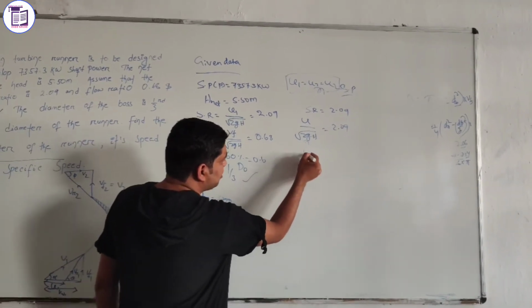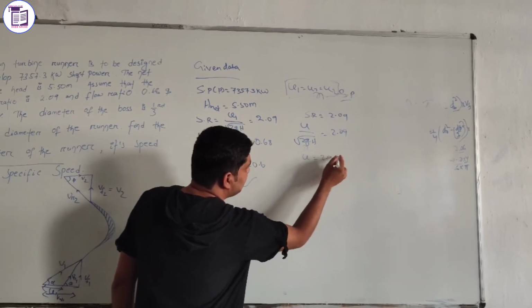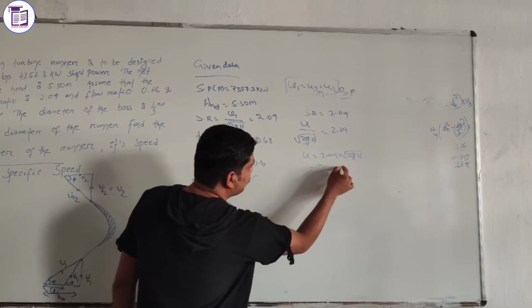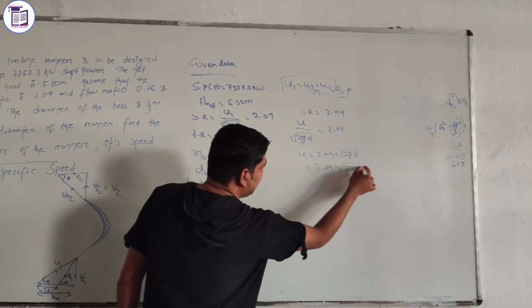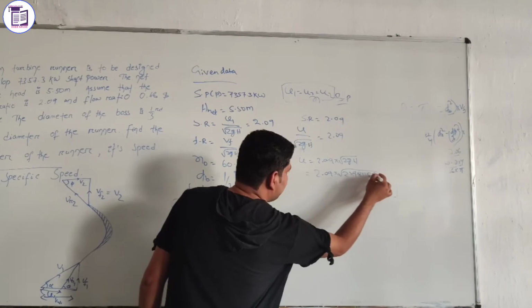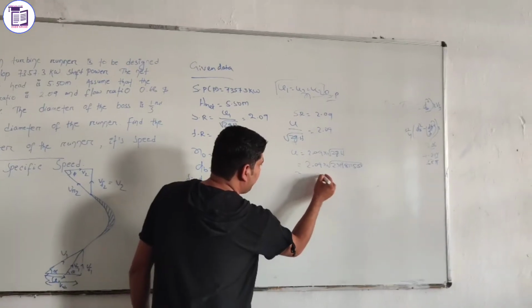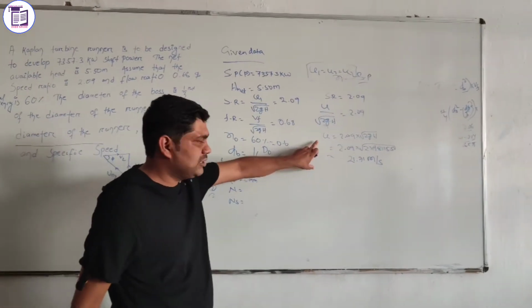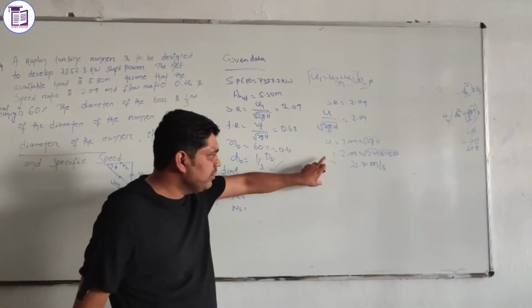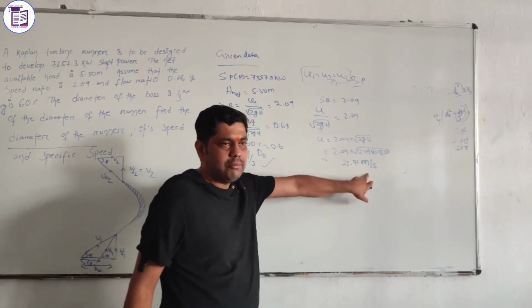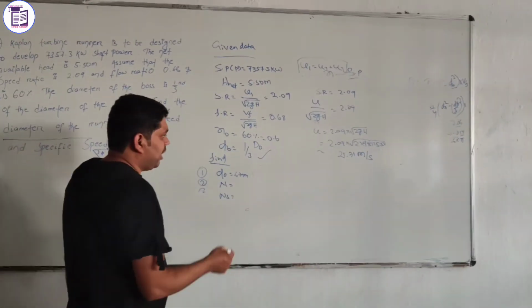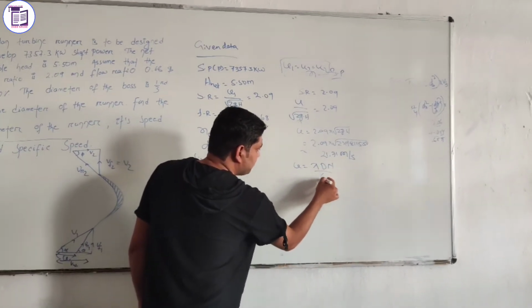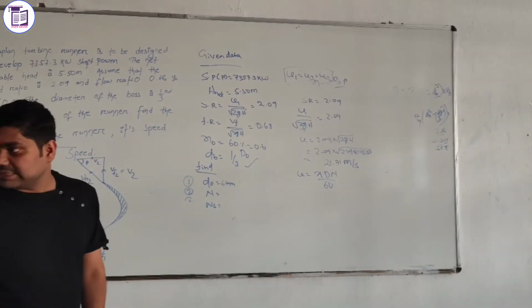Now u is 2.09 into root 2gH. So now 2.09 into root of 2 into gravitational acceleration, that is 9.8, into 5.5. Now the value is 1.71 meter per second. U is speed, that is distance by time, so you can write the unit as meter per second. Now using this relation, u is equal to what? Pi D n by 60.